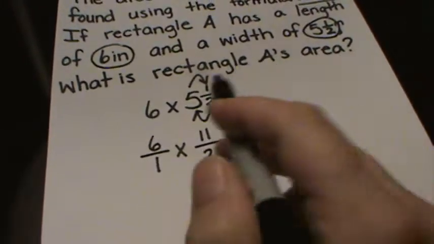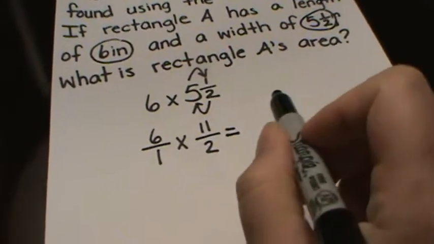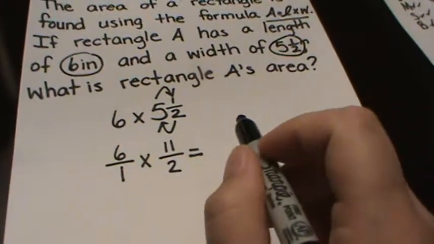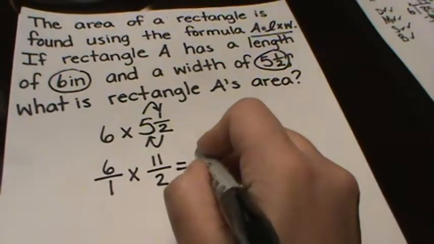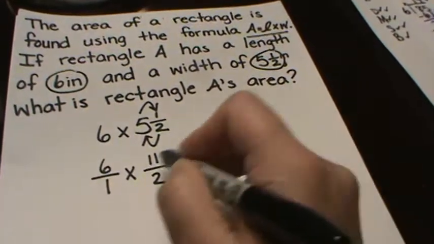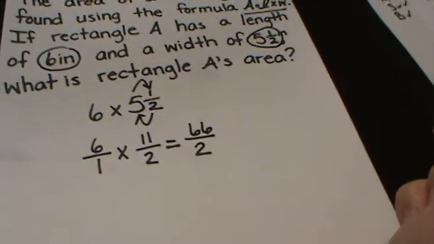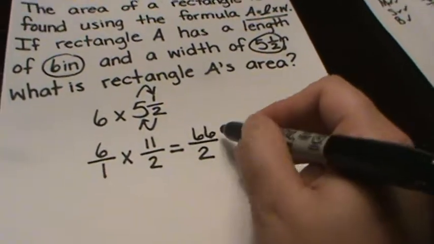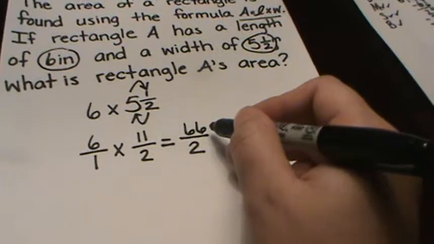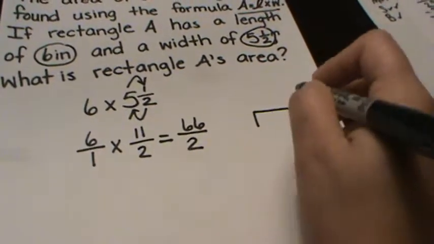We just multiply numerator times numerator and denominator times denominator. We do not need to find common denominators when we multiply. When we multiply across, we end up with 66 over 2. 66 halves. Now you may know that when you divide by 2, you're finding half, and half of 66 is 33. But if you were uncertain, you could have done the division.